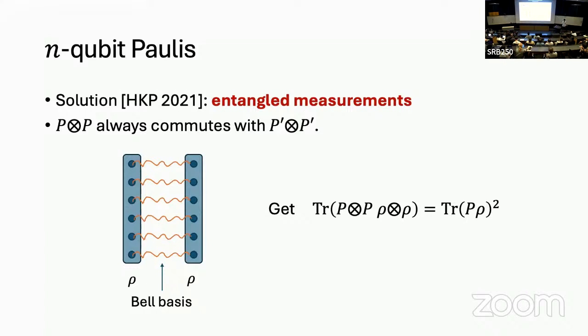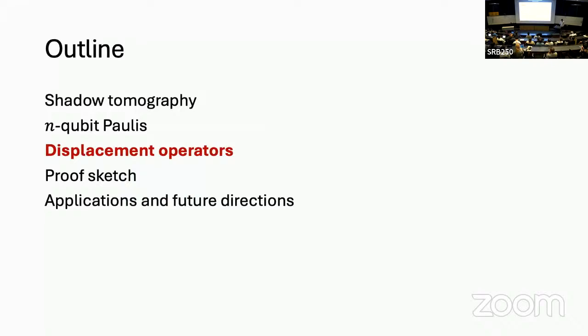So by just entangling 2 copies, I can take the square root and get the trace of P rho, but I lose the sign information. But I can estimate the magnitude, at least, of all of these expectation values with logarithmic scaling, which would be log 4 to the n, so linear in n.